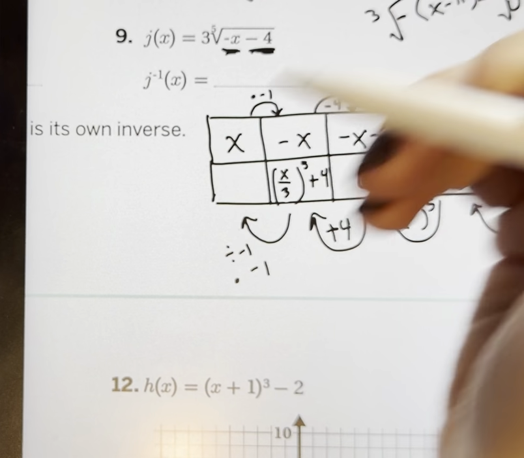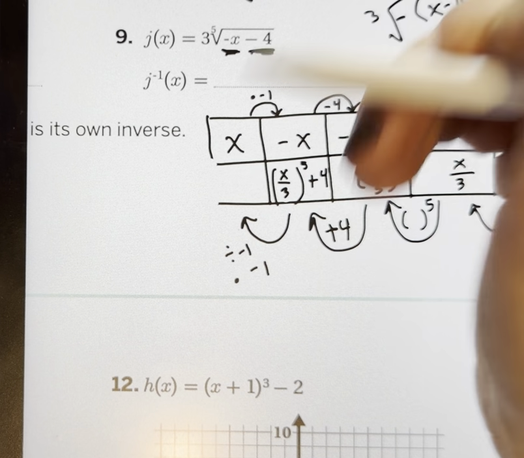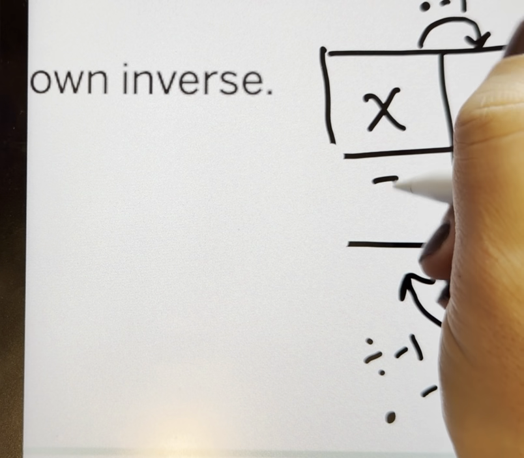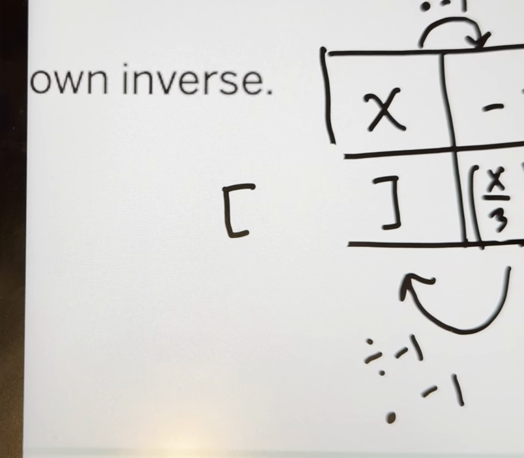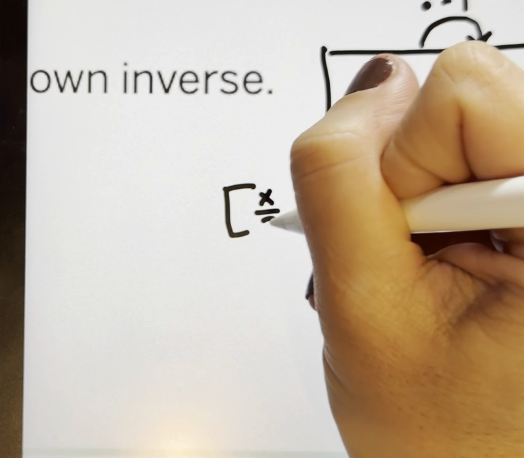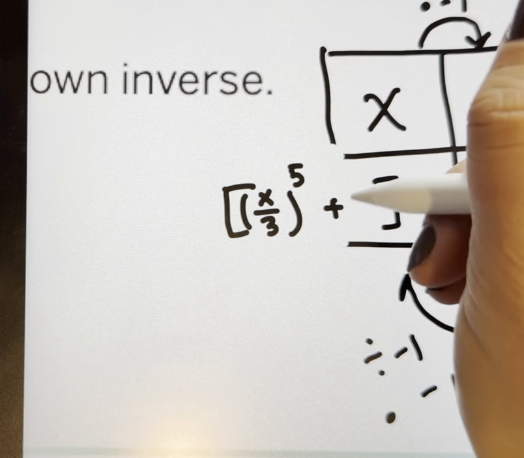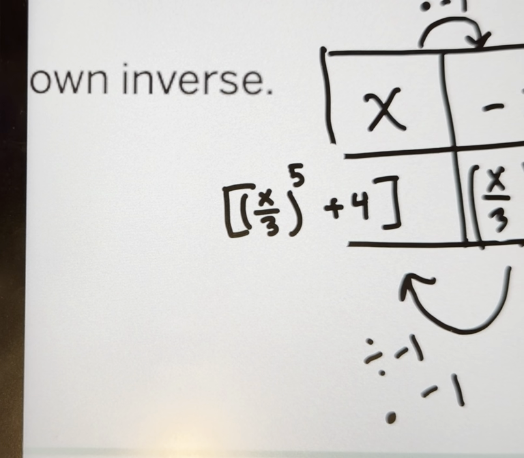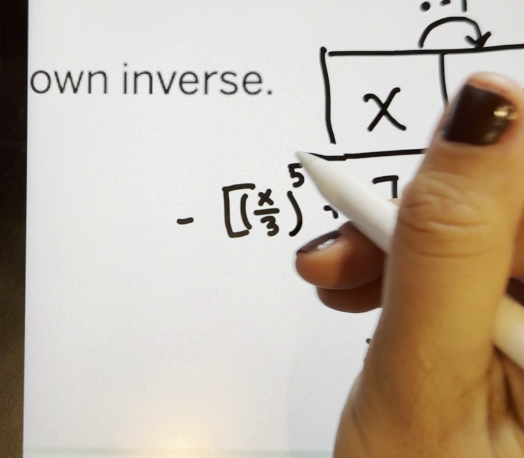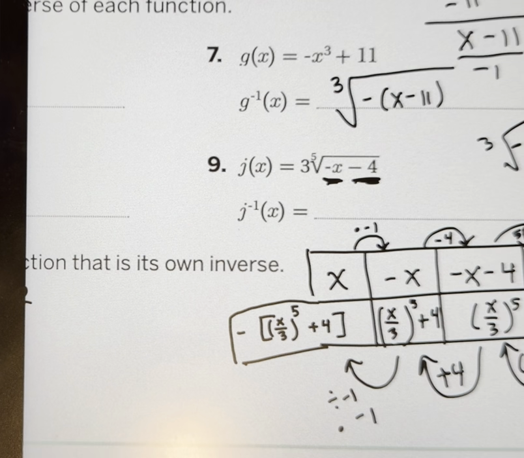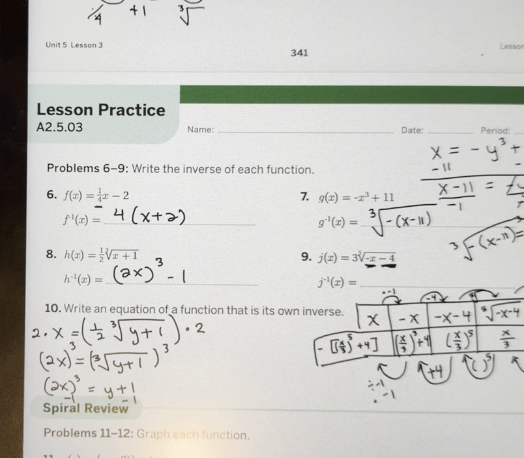There's not going to be enough space to write that, so it's going to be all of what I have here, which is the x over 3 to the 5th plus the 4, all of this times a -1. So I don't even have to write the 1. I can just put the negative there. Multiplying by -1 and dividing by -1 are interchangeable, all right?